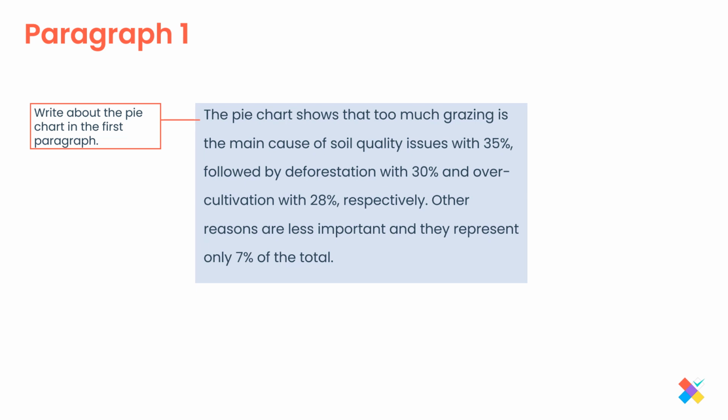And as you can see, just by looking here, I can see data: 35%, 30%, 38%, 7%. And I can also see a very pretty word, "respectively," with 30% and overcultivation with 28% respectively. Okay, again, this is good for band 5, and I can understand what the candidate is trying to write here.